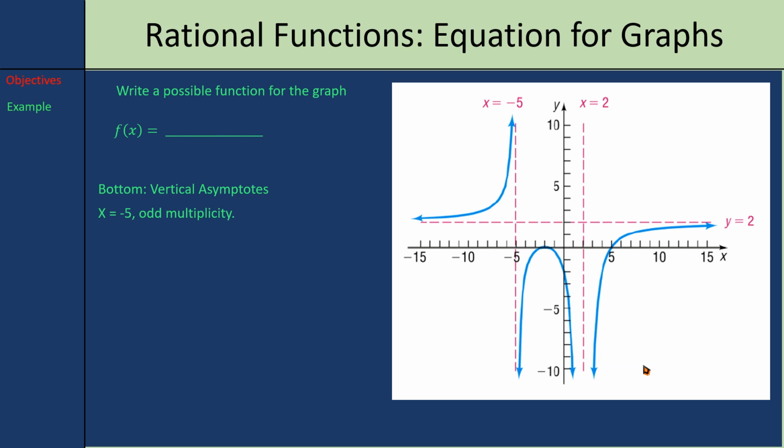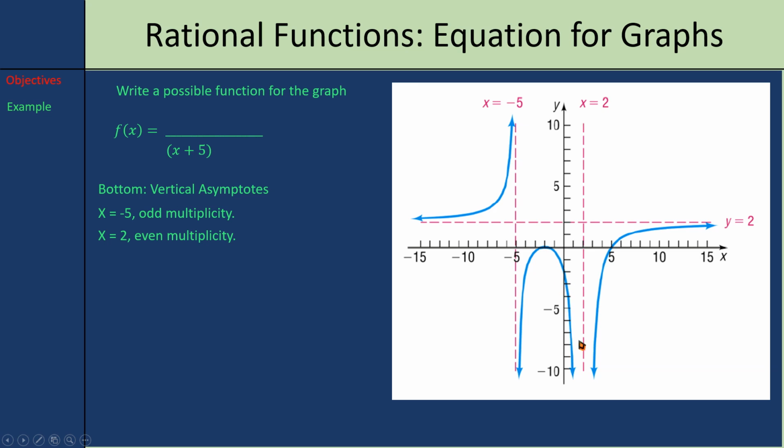x equals -5. And this is odd multiplicity because one side of the graph goes up, one side goes down. So you got to know, okay, that's because it's odd multiplicity. So based on that one, I'm going to have x plus 5 with the exponent of 1 because it's odd multiplicity, right?